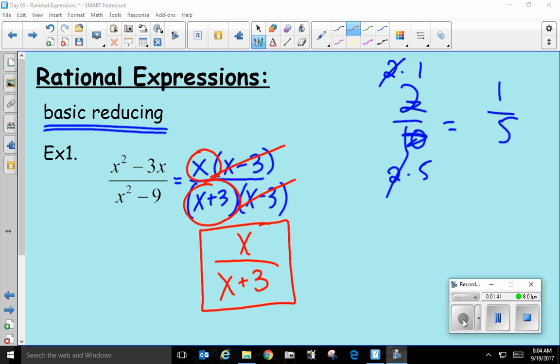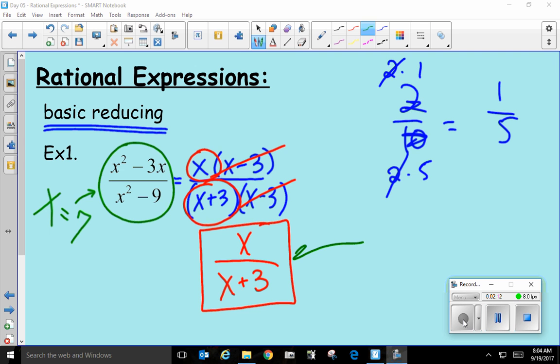Now, and this has nothing to do with the notes, but math: if I said for this expression right here, x was equal to 7, what would that equal? Don't start squaring 7 and subtracting 3 times 7. There's an easier way. If x is equal to 7, what is this? It's 7/10.